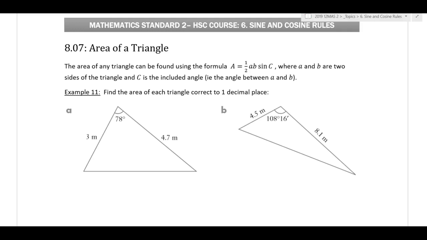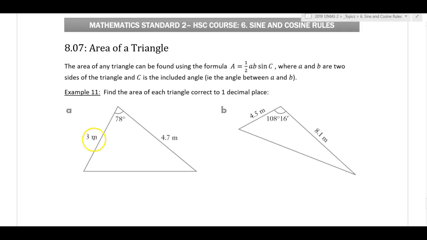What we rely on here to find the area of a triangle is essentially the same inputs that we use to find the third side of a triangle using the cosine rule. We want two sides and the included angle. We don't use cosine here, we use the sine ratio. The area of any triangle, whether it's a right angle triangle or not, is half AB sine C. C is the included angle between A and B.